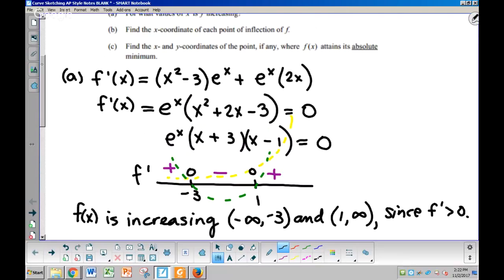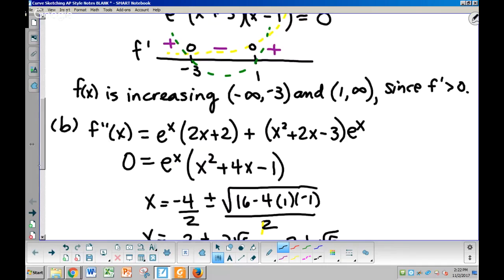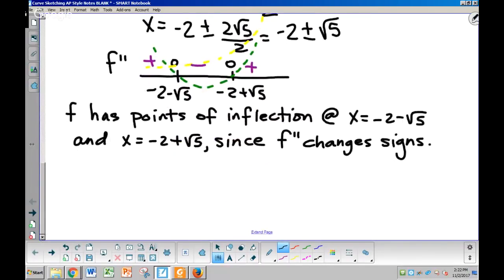All right, so find the x and y coordinates of the point, if any, where f of x attains its absolute minimum. That's a first derivative issue. So we have to do a chart, right? But do I have any endpoints? No. Well, you can do limits. That's right. We've got to do our limits.